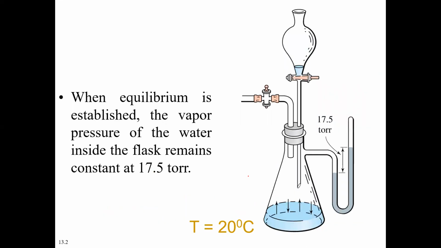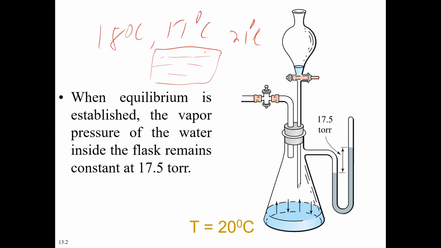Okay. When equilibrium is established, the vapor pressure of the liquid inside remains constant at 17.5 torr. Some of you were at 18 degrees Celsius, I'm just remembering, others at 17 degrees C, others at 21 degrees C. So basically, they will all be put on the chart that you used yesterday to get the numbers for your experiment.